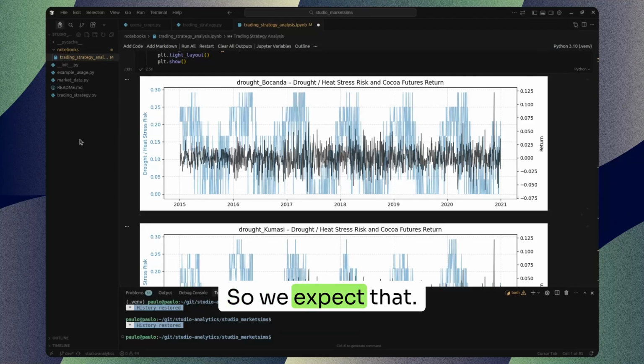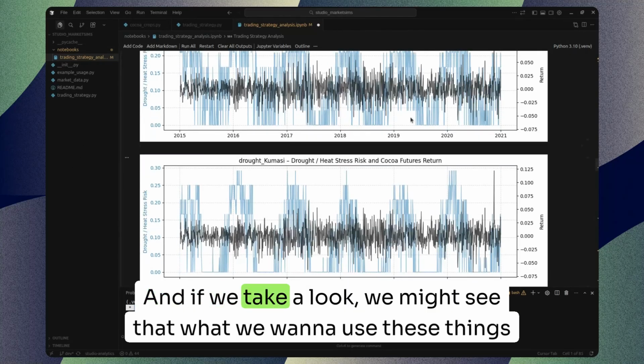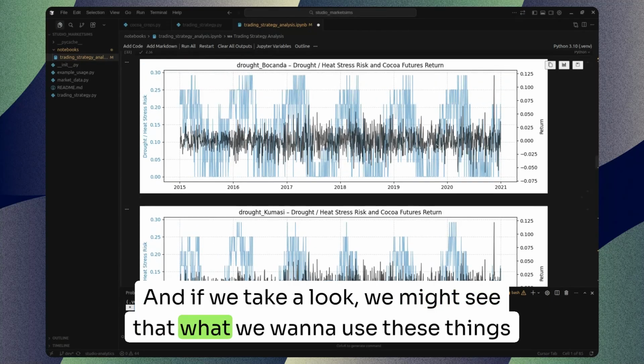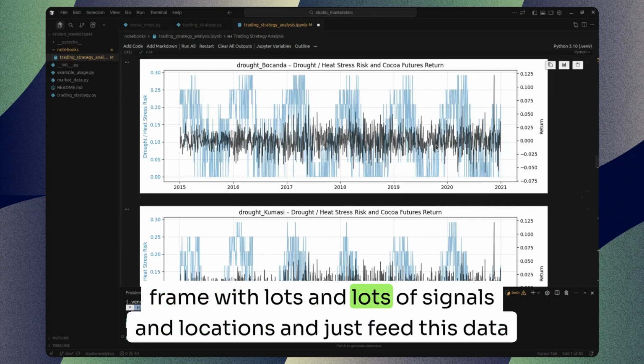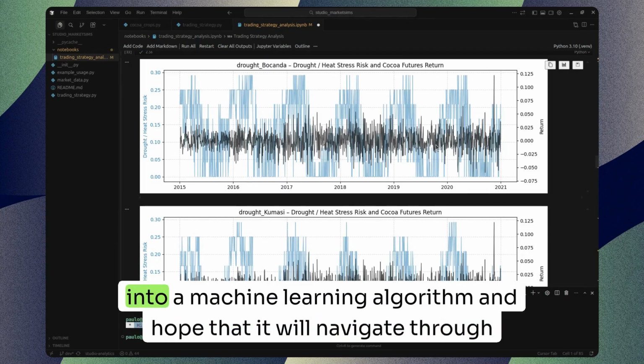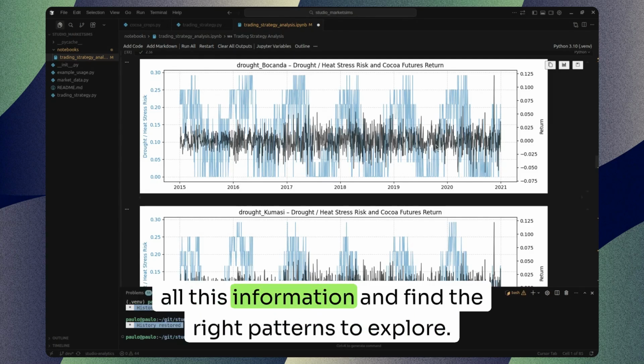So we expect that. And if we take a look, we might see what we want to use these things for, because again, we can always just generate a very, very large data frame with lots and lots of signals and locations and just feed this data into a machine learning algorithm and hope that it will navigate through all this information and find the right patterns to explore.